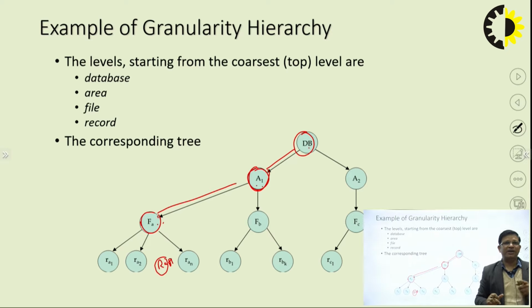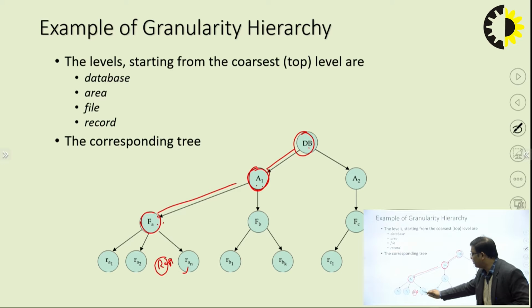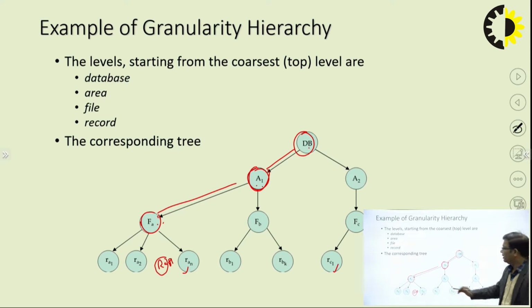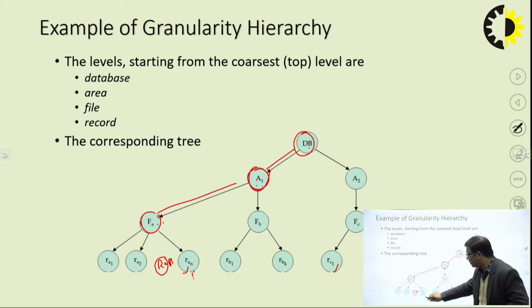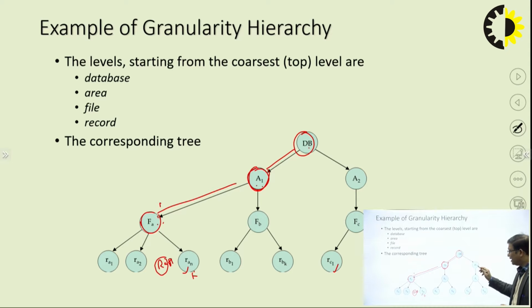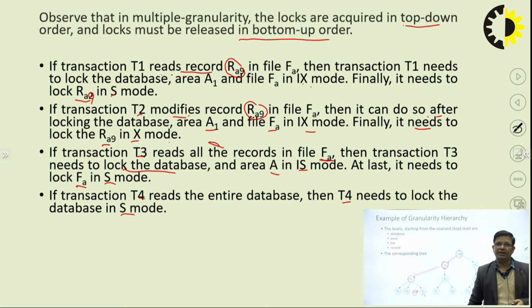For example, if another transaction wants to do something, suppose this is the read operation and this is the exclusive mode operation on a different data item. So it should apply the intention exclusive lock here, but there is no lock on this one. So we can apply changes in another area, another record, in another form. So this is basically the multiple granularity scheme.